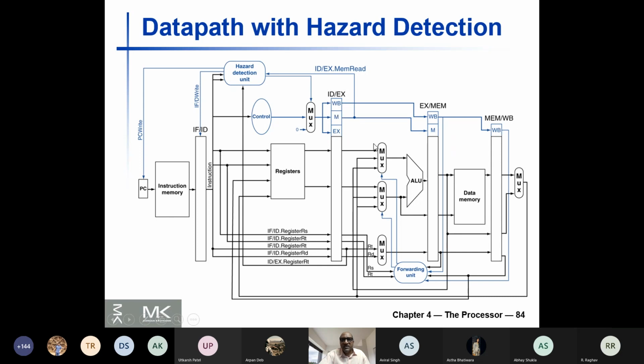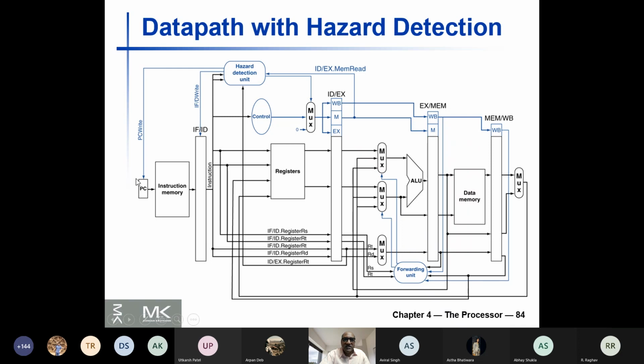First the bubble is introduced here, then afterwards this bubble is passed on to the next stage, the data memory, and then at the write back stage after that. Because there is no more instruction to execute, no operation will be performed. That way, the following instructions, where the bubble is introduced, will be freed up.